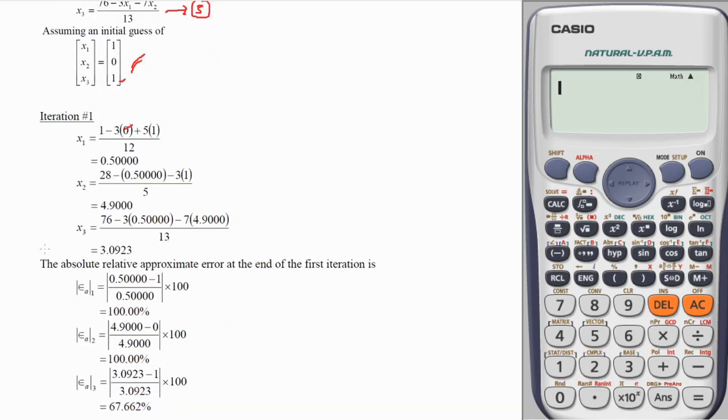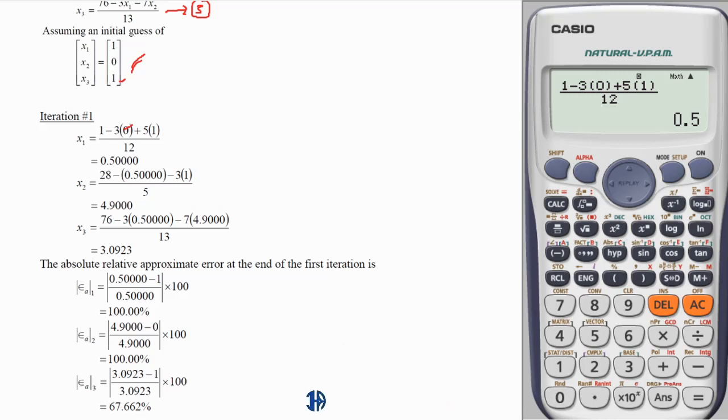Okay. Next, yung x sub 1 natin, simply substitute lang natin yan. Pwede natin yan mano-mano. So, yung 1 natin, 1 minus 3 times 0 plus 5 times 1 over 12 equal. So, 1 half or 0.5. Kaya, nakuha natin yung 0.5.